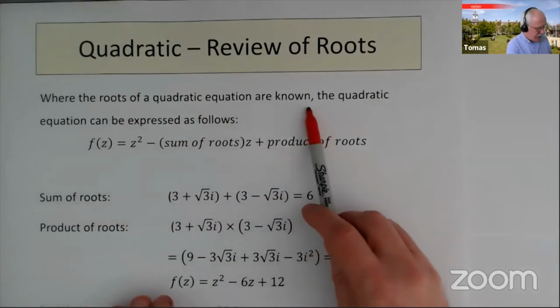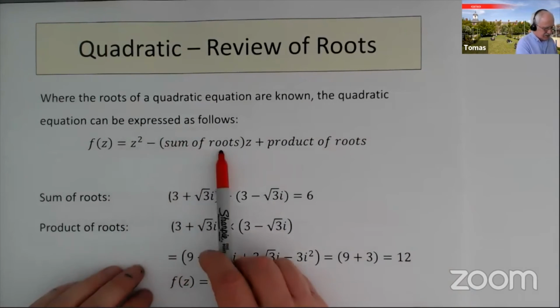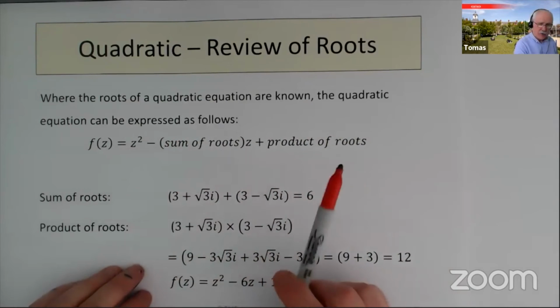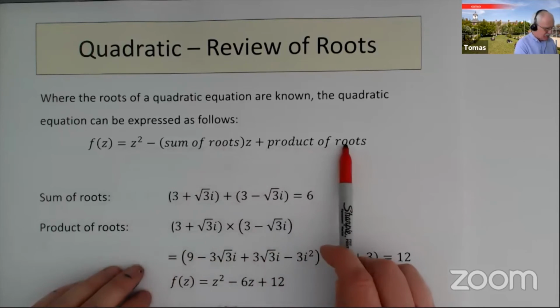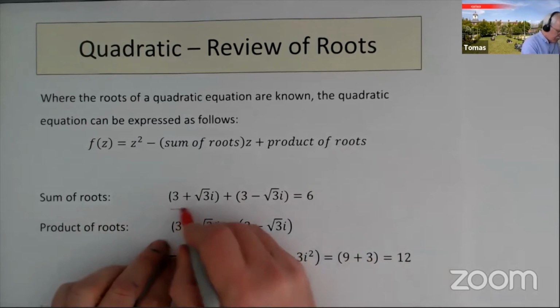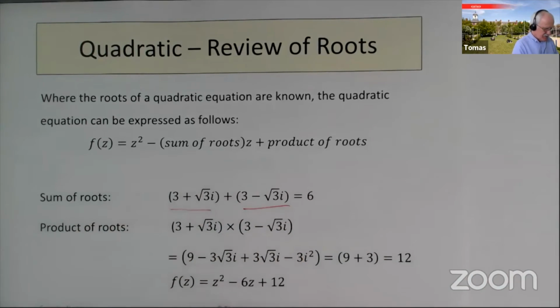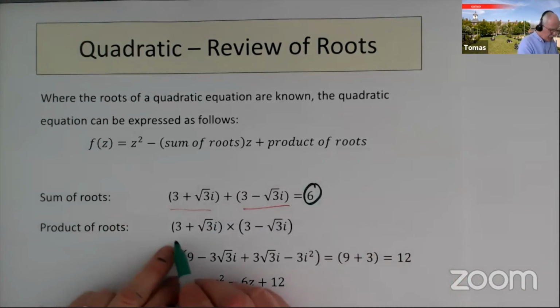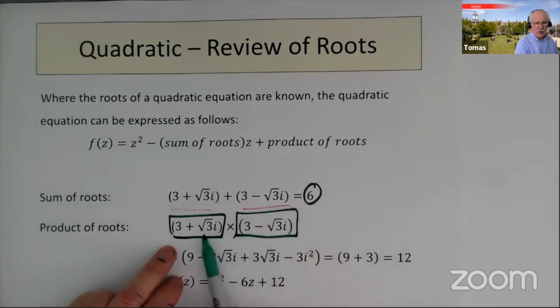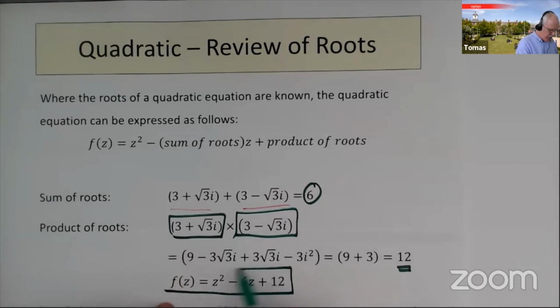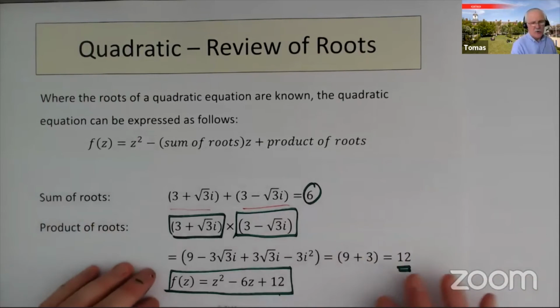When the roots of a quadratic equation are known, the quadratic equation can be expressed as this. This is a trick that some people use in other parts of the course. It's z squared minus the sum of the roots times z, plus the product of the roots. So the sum of the roots, if that's a root, the other one is the complex conjugate, so that becomes 6. The product of the roots is 3 plus root 3i by 3 minus root 3i. Again, you can multiply all of those out and get the answer, 12. And what do we get? The function is z squared minus 6z plus 12. Exactly the same again. So you can use the roots in so many different ways. Once you know them, it's done.